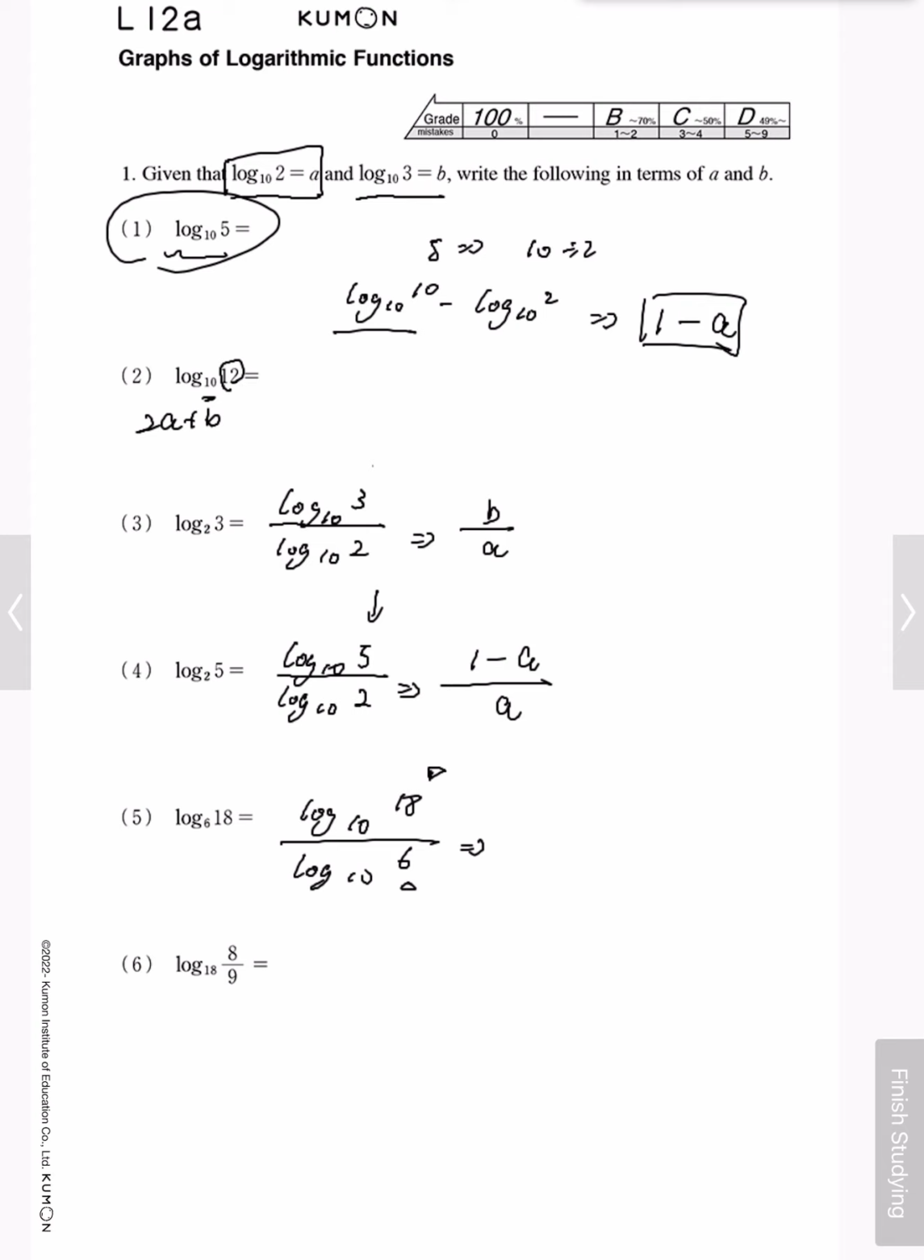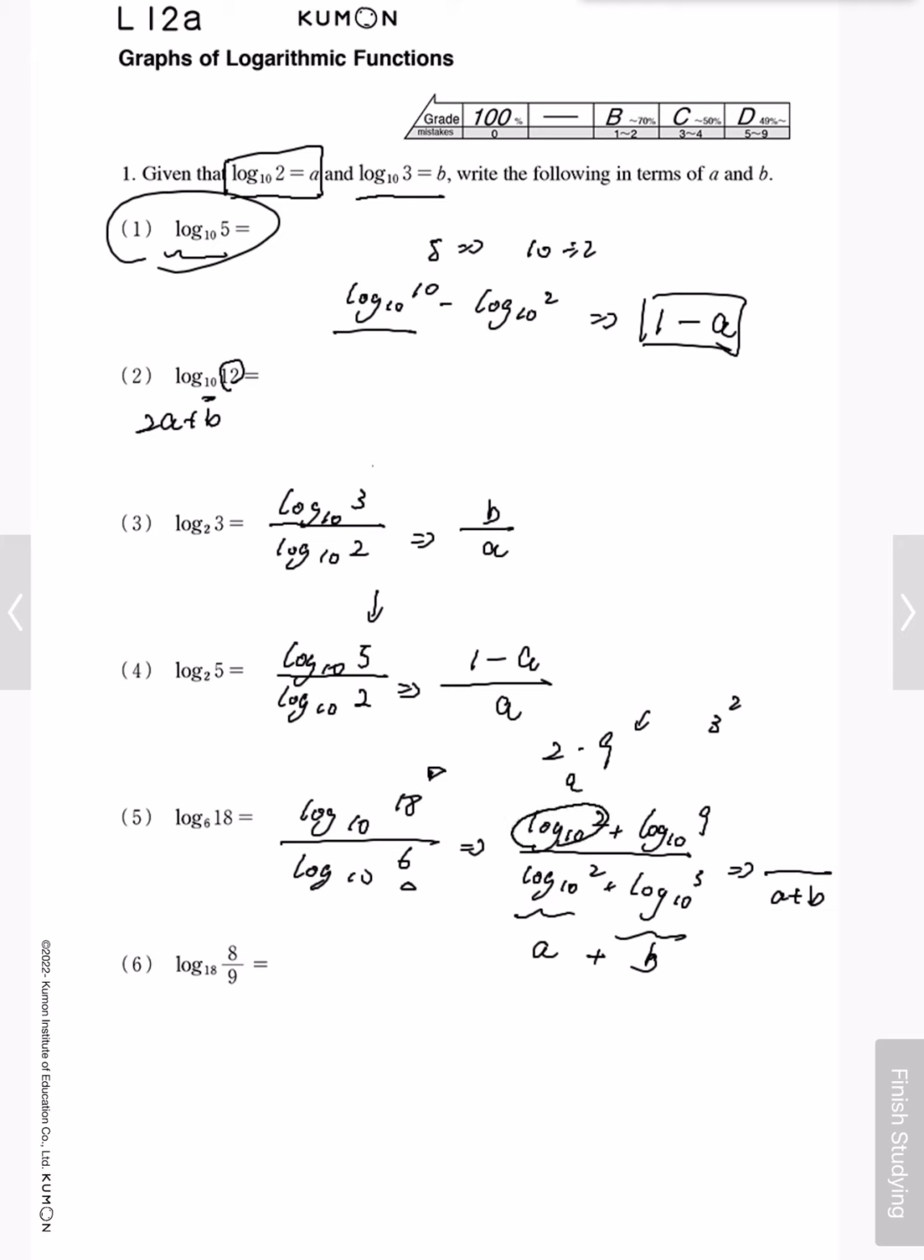So 18 is basically 2 times 9, right? And this 9 is basically 3 to the power of 2. So if I were to break this log base 10 of 18 down, that would be log base 10 of 2 plus log base 10 of 9. At the bottom, similar concept, log base 10 of 2 plus log base 10 of 3. So you already know that this and this are a and b, right? So this is a plus b on the bottom, so I already have a plus b at the bottom. Over here, this is still a, right?